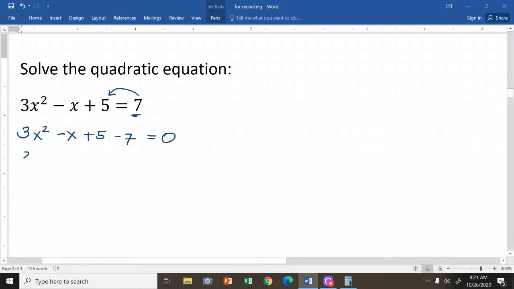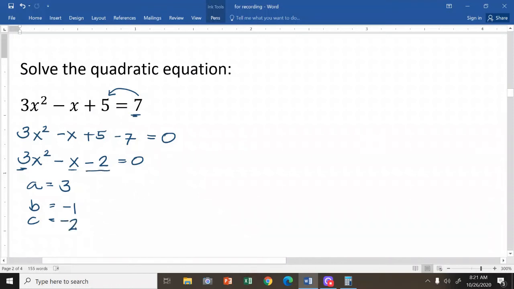So, pag sinimplify natin ito, meron tayong 3x squared minus x, and then positive 5 plus negative 7 is negative 2. So, this is now equal to 0. Okay, so, again, tingnan natin yung values ng a, b, at saka c. Yung coefficient ng x squared is 3, so yan yung a. And then, sa b naman, ang coefficient ng x natin is negative 1. And then, sa c, yung ating constant is negative 2.